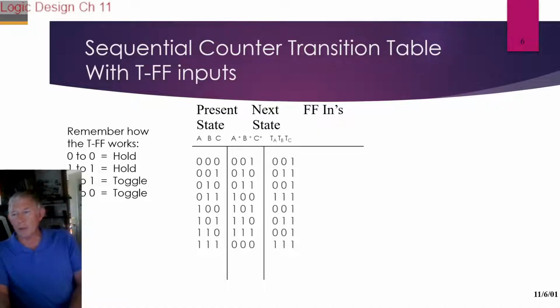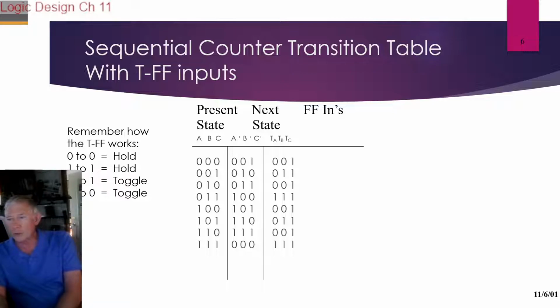Okay, if we go back to this screen, and we take the next 8 columns, the A plus, B plus, C plus columns, we can implement this with D flip-flops. And just to show you that the circuitry is a little more complicated with Ds, because this is a sequential counter, you'll see that it is a little more complicated. But most of the time, Ts will be more complicated than Ds for your typical circuit.